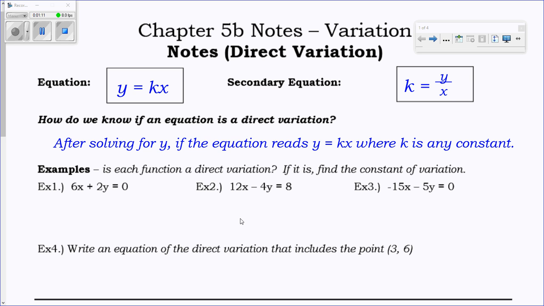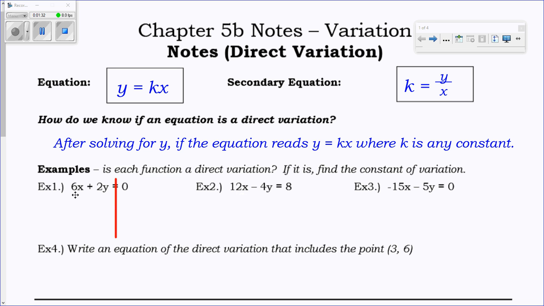So a few examples here. Is each function a direct variation? And if it is, we need to find the constant of variation. So we basically need to find what that number would be here. If you look, none of these are solved for y, so we have to solve all of these for y. In example 1, what will we do first to solve for y?